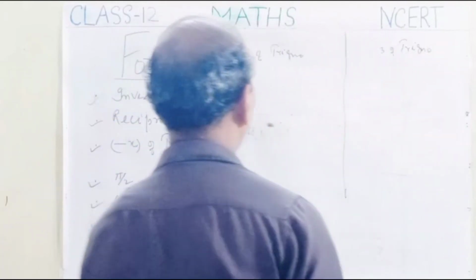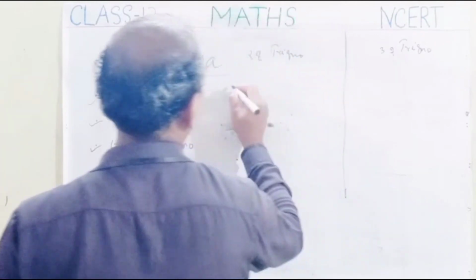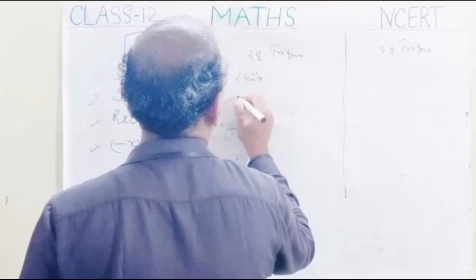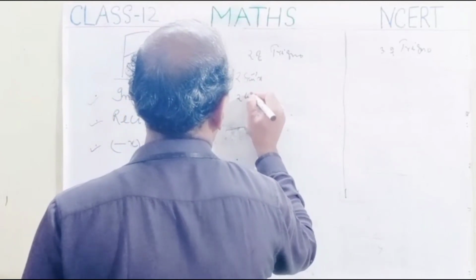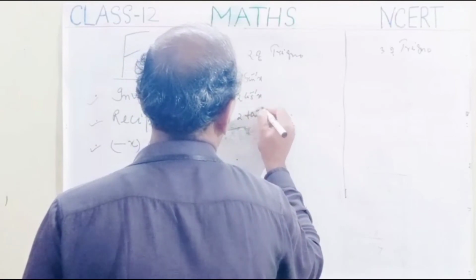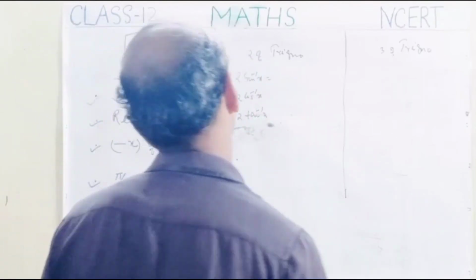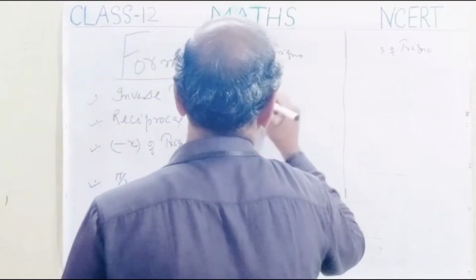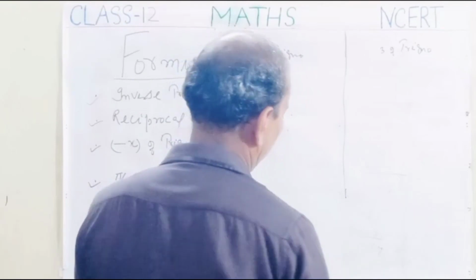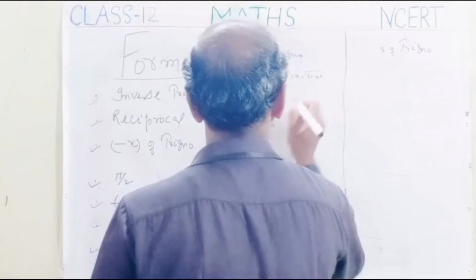So I have the formulas of 2 of trigono, means 2 sin inverse x, 2 cos inverse x, 2 tan inverse x. So 2 sin inverse x is nothing but sin inverse 2x under root 1 minus x square.